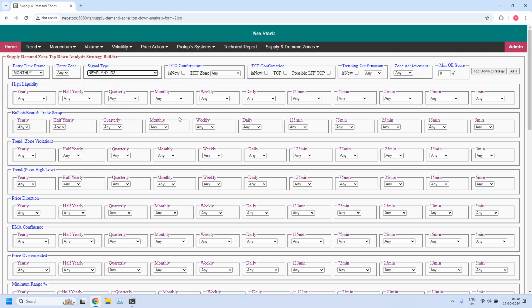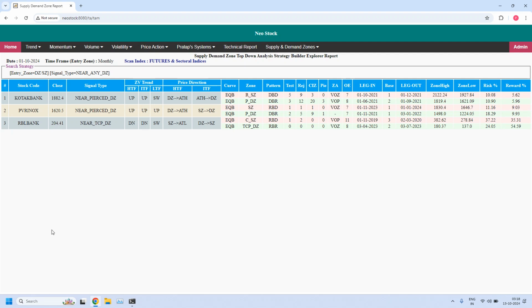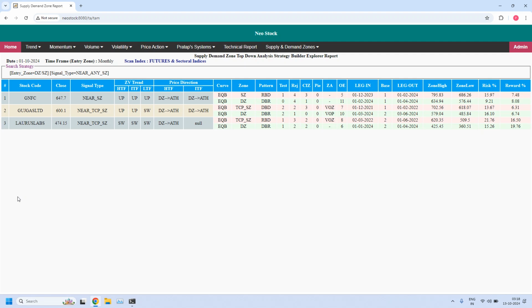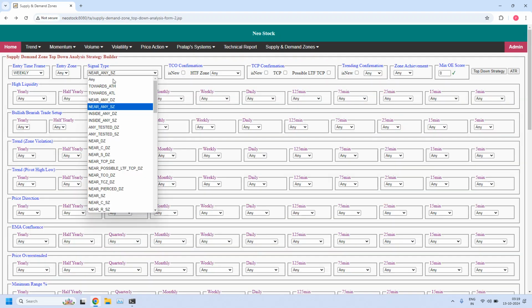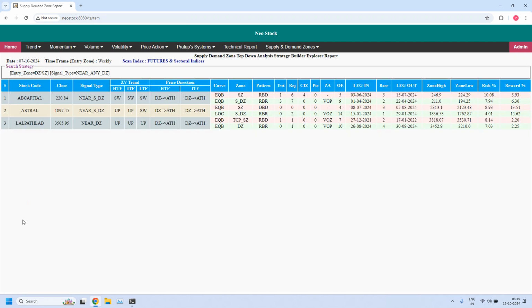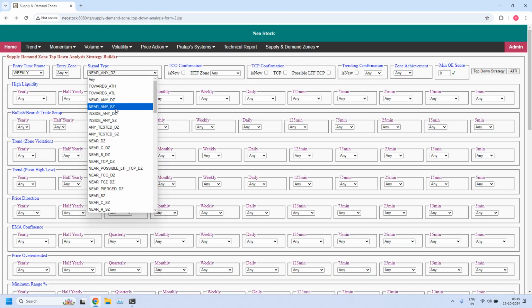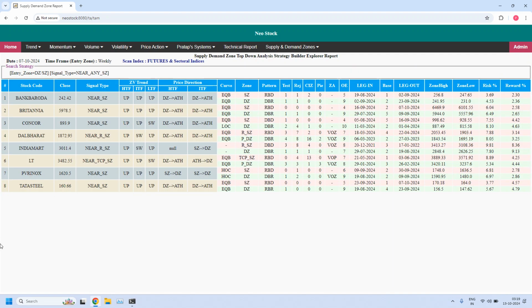Let us find the stocks near monthly demand zone. 3 stocks are filtered. So next, for monthly time frame, let's find the stocks near monthly supply zone. Again 3 stocks are filtered near the monthly supply zone. Next time frame is weekly. Let us find the stocks near weekly demand zone. 3 stocks are filtered. Next, for weekly time frame, let's find the stocks near weekly supply zone. 8 stocks are filtered near the weekly supply zone.